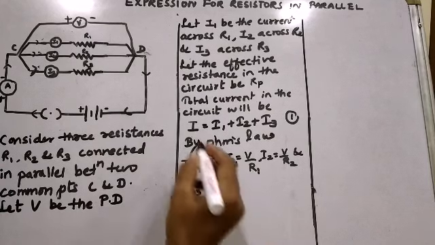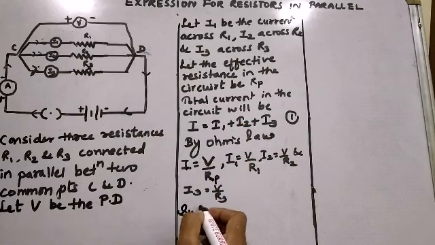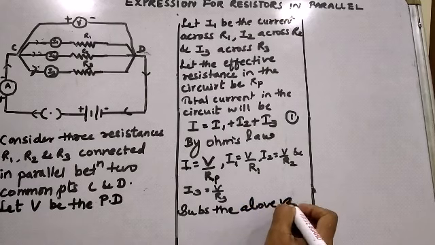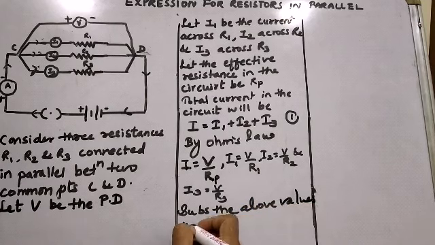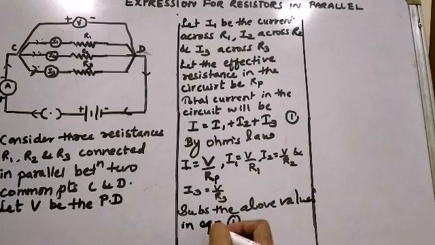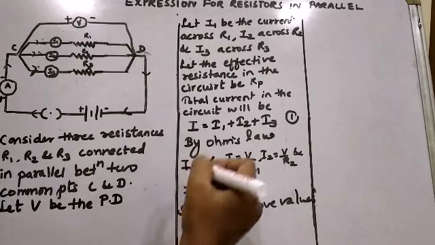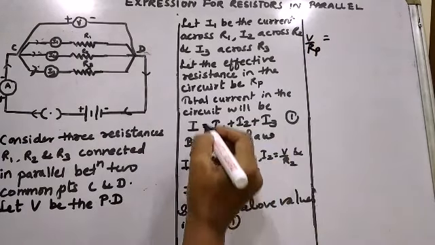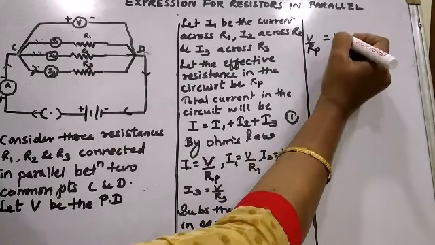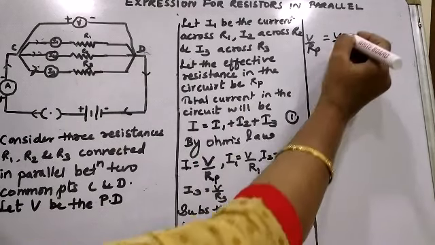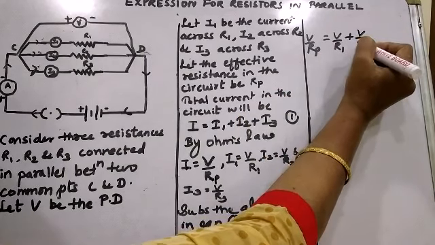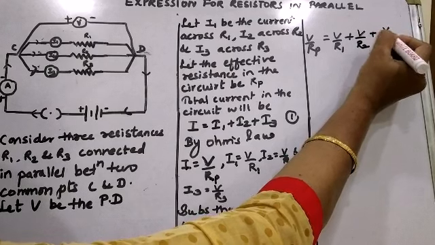Now I am going to substitute these values in equation number 1. So substituting the above values in equation 1. What is equation 1? I is equal to I1 plus I2 plus I3. So I is equal to V upon Rp, which is equal to I1, that is V upon R1, plus I2. What is I2? V upon R2. And I3 is V upon R3.